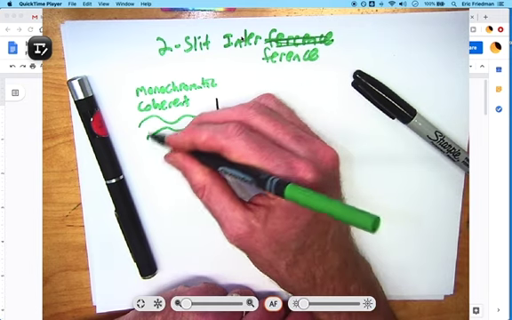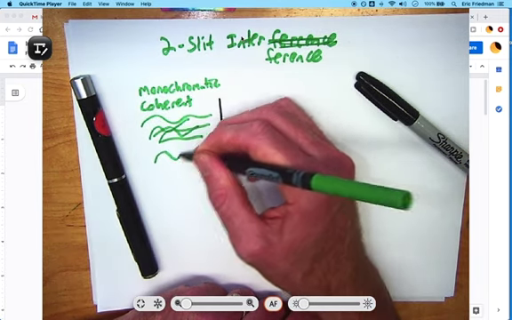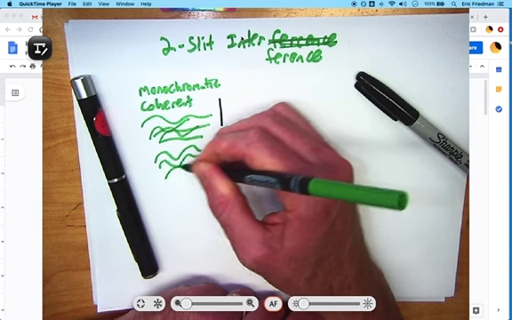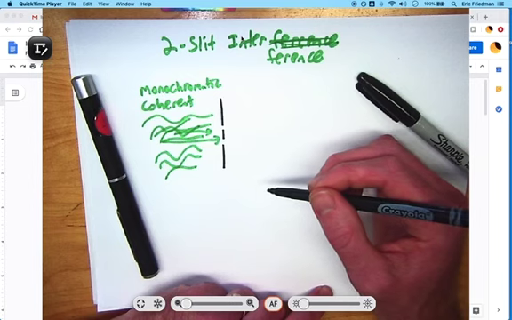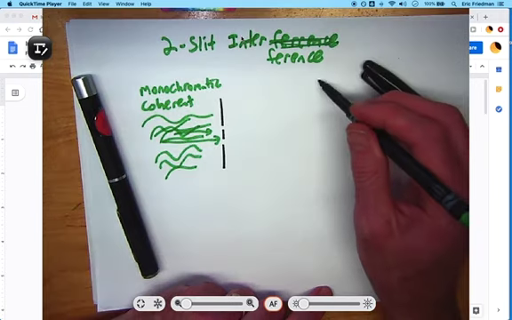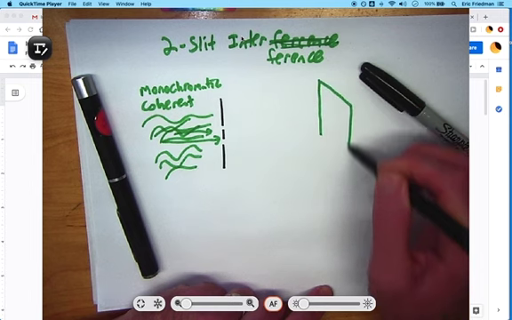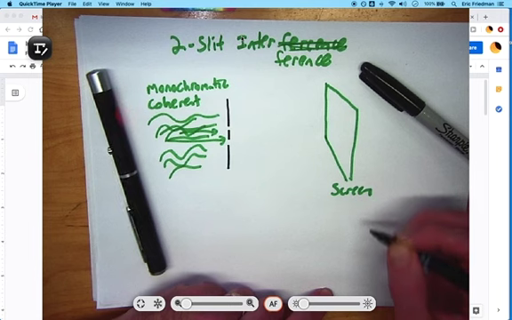Coherent means that all the waves are lining up with each other. So it's a little messy how I drew it. Coherent light would be more like this, coherent light. We're going to want our light coming straight at these two slits this way. And that's not the best drawing. And then we're going to have a screen over here. So here's a screen, and we're going to see what's going to happen.